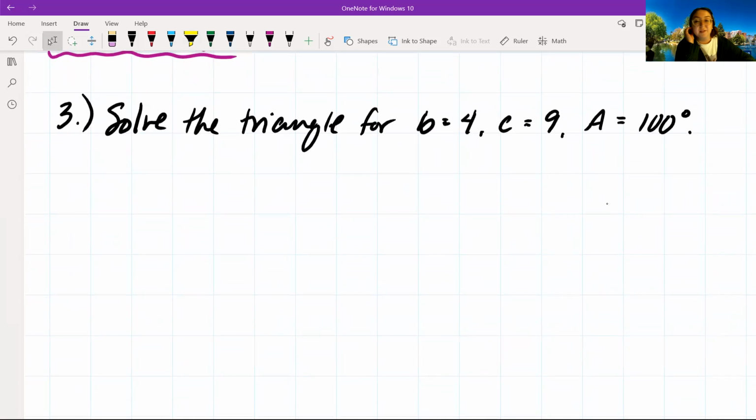But all right, first thing we want to do is identify what kind of triangle this is. In section 8.3, we only had two different types of triangles. We had side angle side, or SAS, and side side side, or SSS triangles. So in this case, we have two sides and an angle, which means that this is going to have to be an SAS triangle.